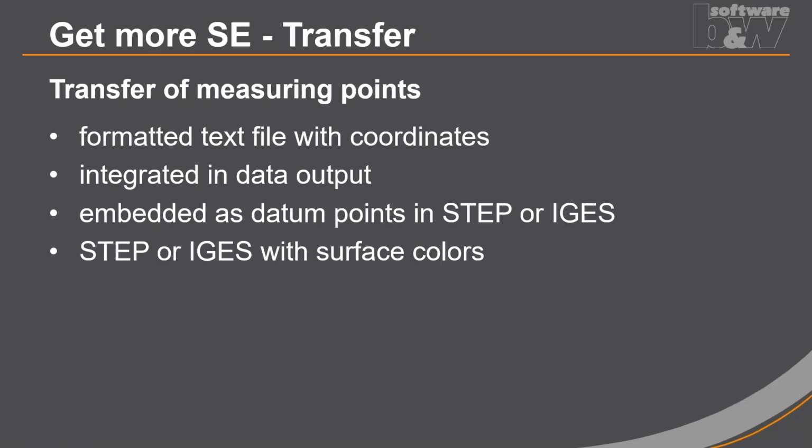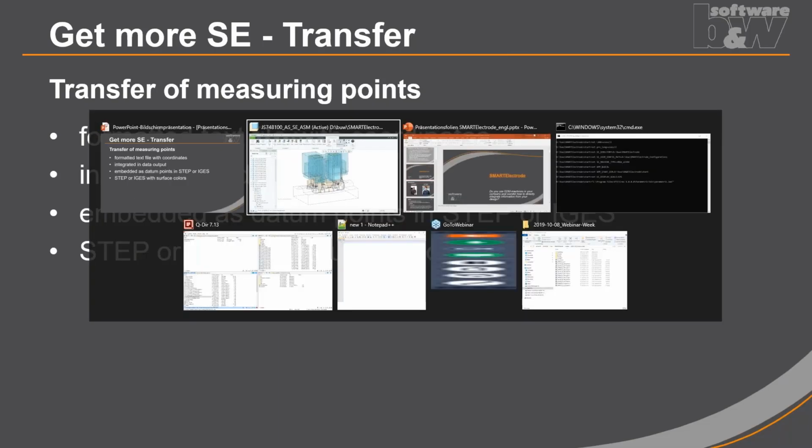What ways do we have to transfer the data? We have functionality to write formatted text files. This is also defined in the configuration. You can integrate these measuring points in your data output for EDM. You can embed the points in step or IGES, or you save a step or IGES file with surface colors. So I'm going to show that in Creo as well.